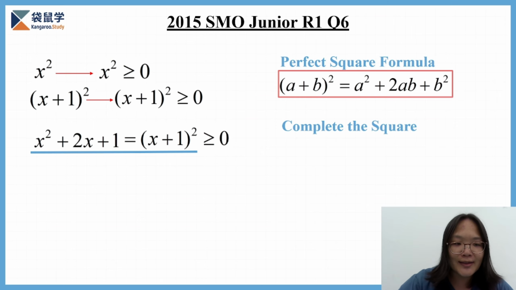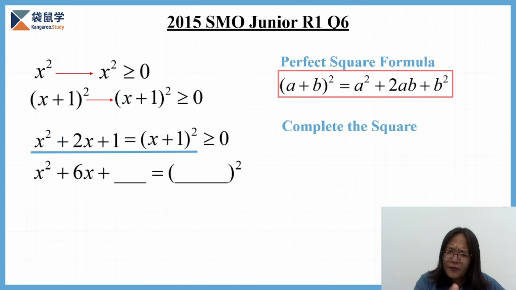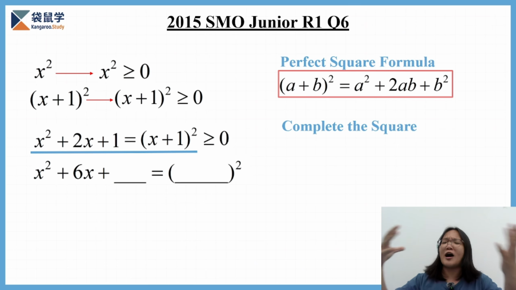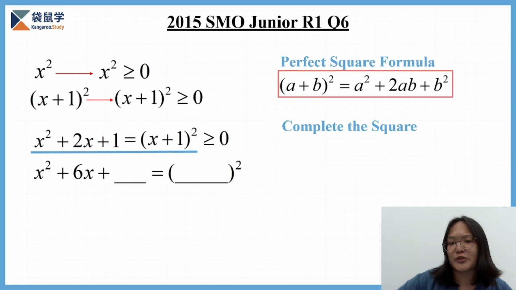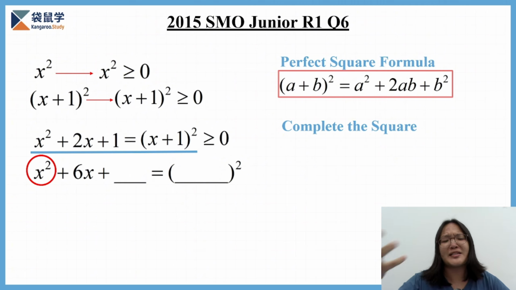So let's try another case where we have x squared plus 6x. Then what should be filled in this third term such that we can obtain another perfect square? Let's see. Left hand side, indeed we have a square of x. Then right hand side, this term is absent.